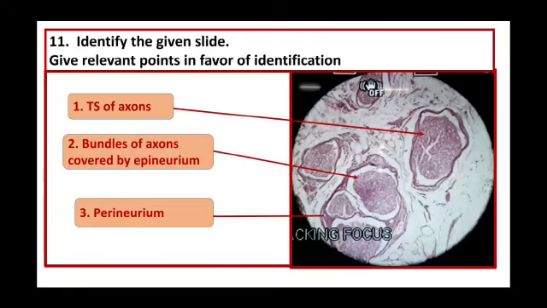So in this particular slide, you can see the TS of axons which are covered by the endoneurium. Groups of such axons are further covered by epineurium, and such bundles you can see they are covered by the perineurium.